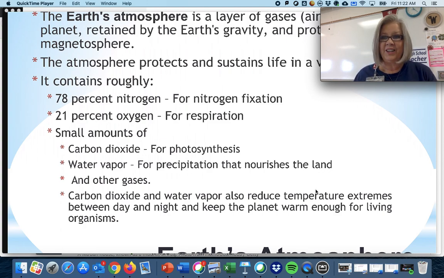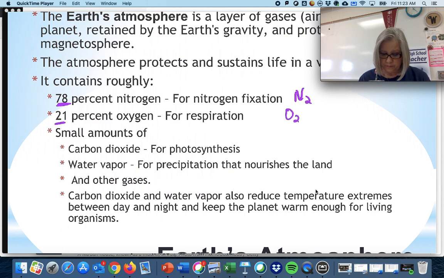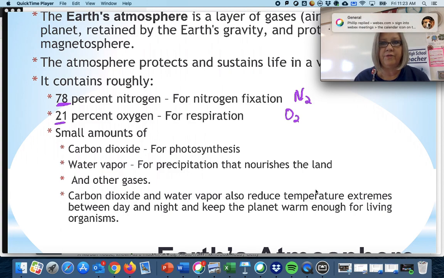So when we look at the composition of the Earth's atmosphere, what we see is that the vast majority of it is nitrogen, and most of this comes in the form of nitrogen gas, or N2. When we looked at the nitrogen cycle, that was definitely part of it. 78% is nitrogen, so the vast majority of our atmosphere is nitrogen. The next one is oxygen. We have 21% as O2. Now, we use this in life: the nitrogen for nitrogen fixation, and the oxygen for cellular respiration.